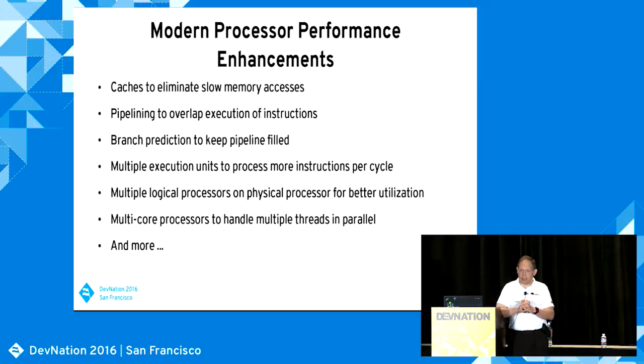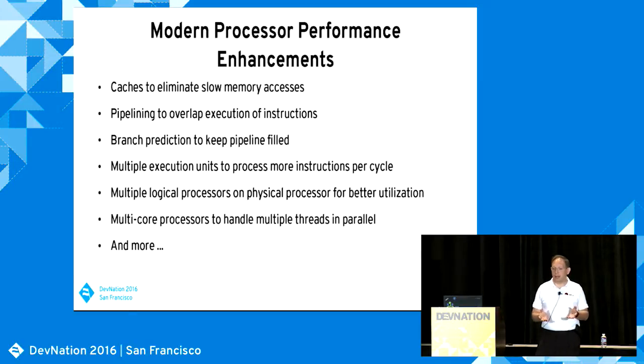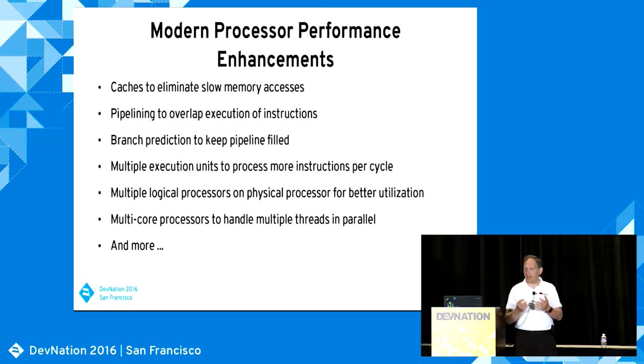Multiple execution units are needed or used often to allow you to get more work done in a given clock cycle. So rather than just having one pipeline, they may have multiple pipelines. And then a lot of the Intel processors now, you'll see multiple logical processors on a physical processor, and that's being done so that they get better utilization of the hardware.